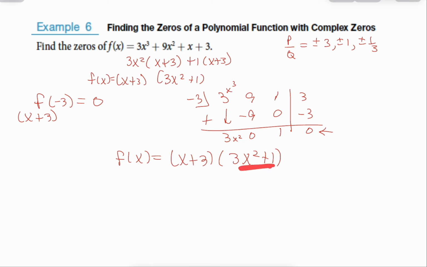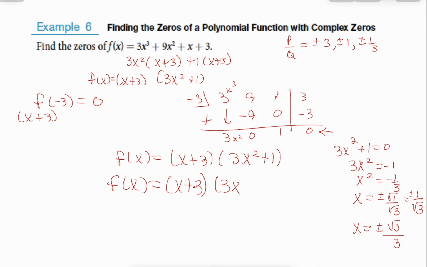Now, this is not factorable in the sense that we know it, okay? But I'm going to show you how we can break it down, okay? If we do 3x squared plus 1 equals 0. Now, it's not factorable, but it is solvable. 3x squared equals -1, x squared equals -1/3, x equals plus or minus the square root of 1 over the square root of 3.